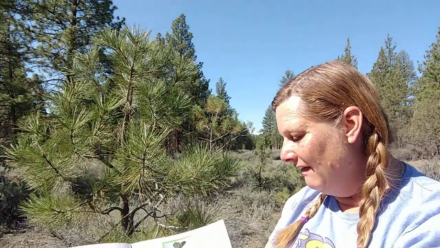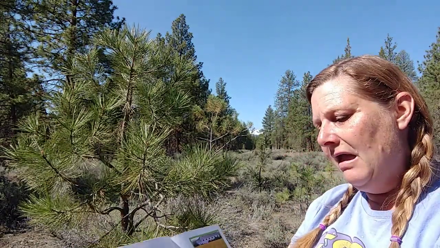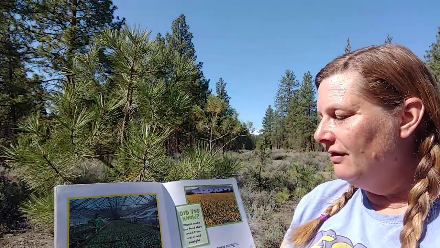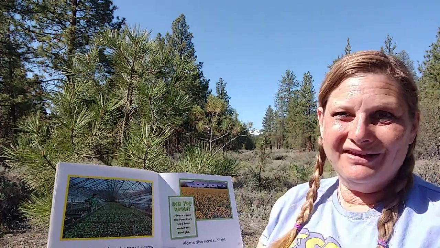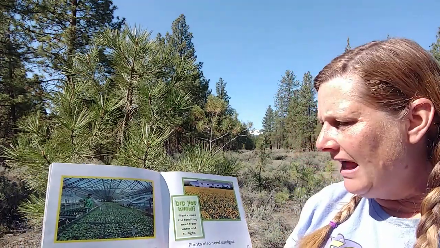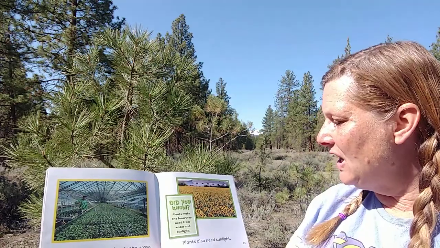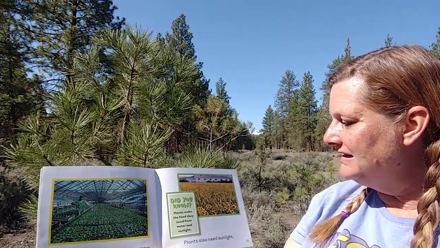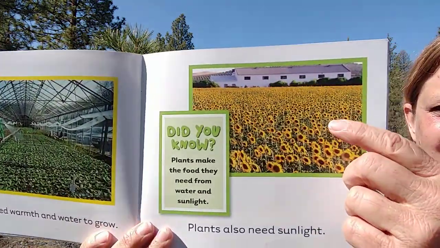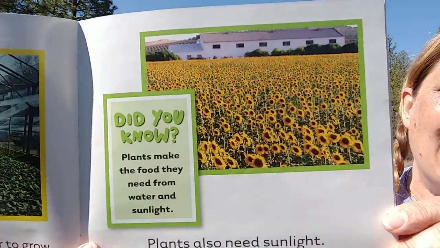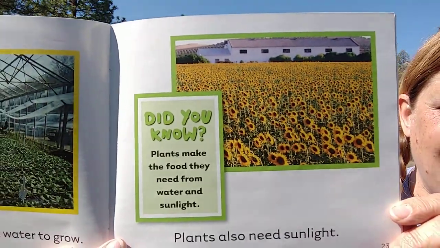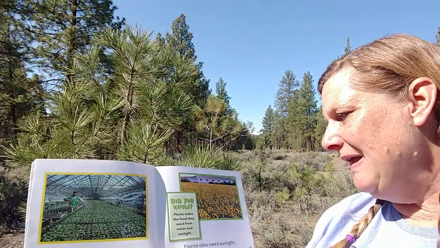Awesome. I love plants. Plants need warmth from what? The sun and water to grow. Plants also need sunlight. Look at that. There's our sunflowers. Look at a whole field full of sunflowers. Did you know plants make the food they need from water and sunlight? It's this really crazy vocabulary word. It's a huge word. Ready?